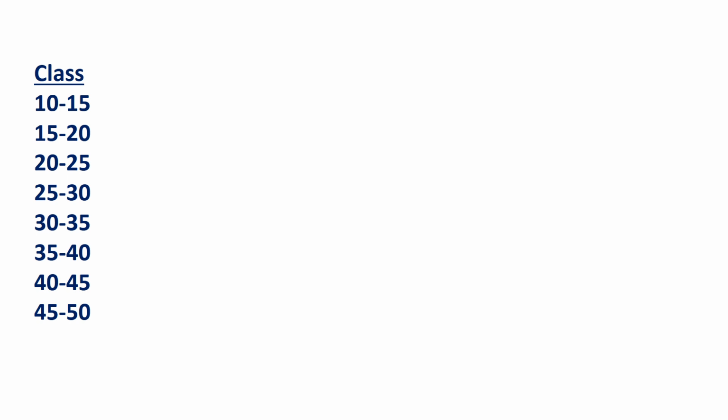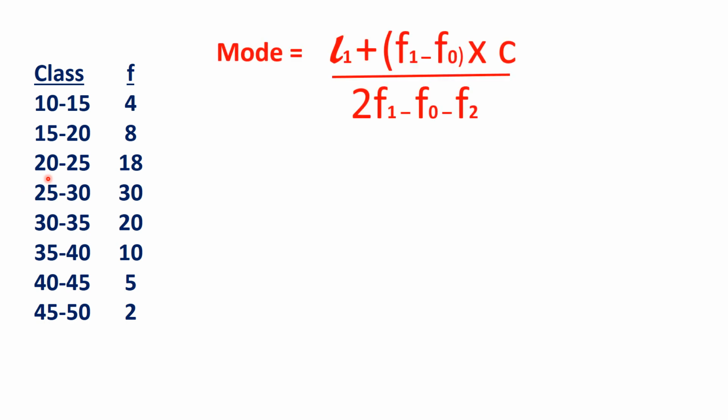Now, let us see how it is done here. The class interval is given, frequency is given. By observation, we can find that 30 is the highest frequency. So 25 to 30 has occurred 30 times. Then we can apply the formula. L1 plus (F1 minus F0) into C divided by (2F1 minus F0 minus F2).